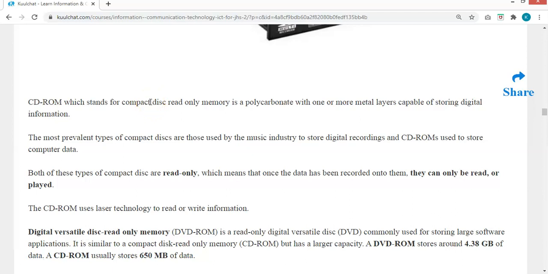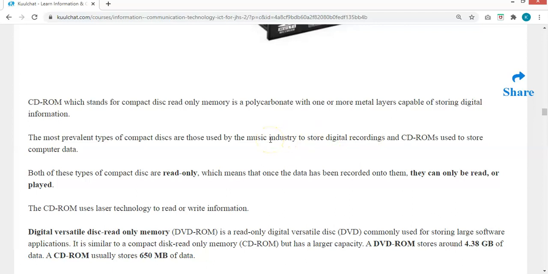So we have compact disc read-only memory. C stands for compact, D stands for disc, R stands for read, O stands for only, and M stands for memory. So we have the CD-ROM. It's polycarbonate with one or more metal layers capable of storing digital information. Okay, the most prevalent types of compact discs are those used by the music industry to store digital recordings, and CD-ROMs used to store computer data.